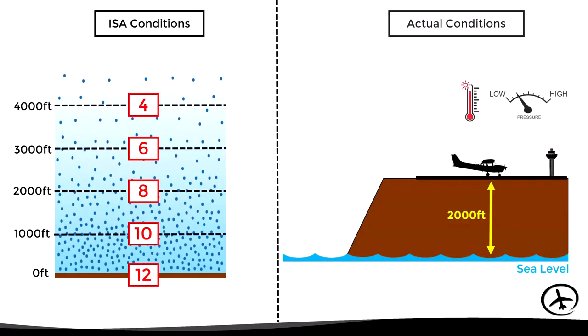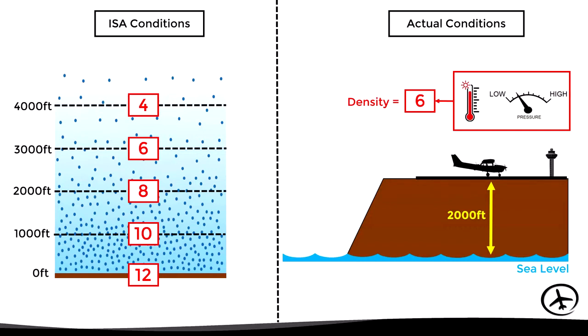Now let's see what happens if the conditions at the airport change and we now have a higher than standard temperature and a lower than standard pressure. Well, the combination of these two factors will cause the air density to be reduced. Let's say, for example, that this combination of factors results in a density of 6. If we then look for this density value in the ISA model, we can see that we find it at 3,000 feet. Therefore we say that under these conditions, the airport has a density altitude of 3,000 feet.